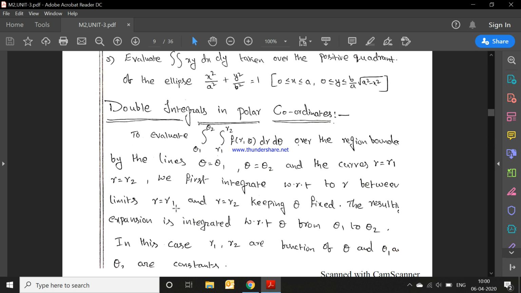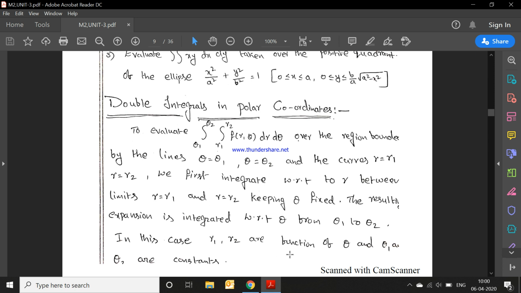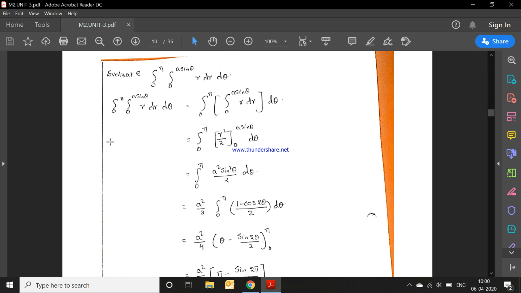We can take the r limits in terms of theta. The resulting expansion is integrated with respect to theta from theta 1 to theta 2. In this case, r1, r2 are functions of theta, and theta 1, theta 2 are constants. First, how to evaluate the integral in the polar form.